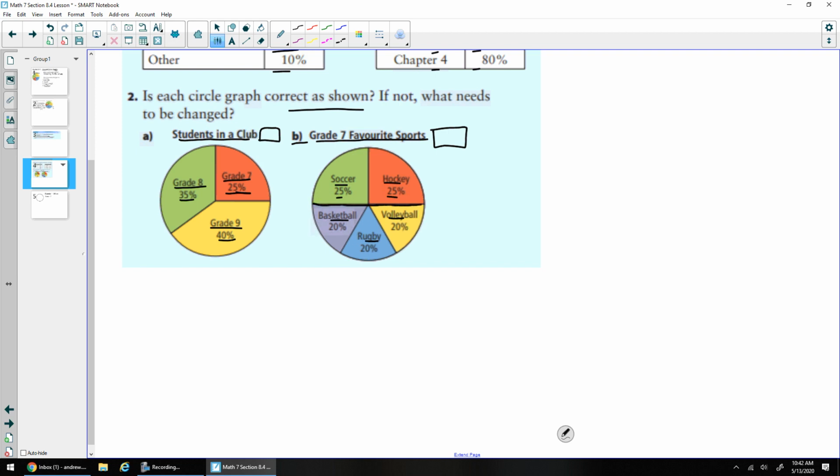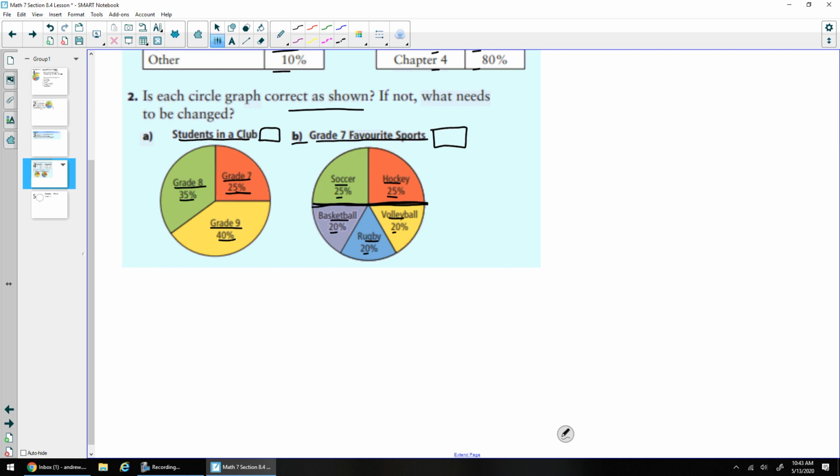So it makes sense that that would make up half of the circle. But then basketball, volleyball, and rugby each have 20%. So 20% plus 20% plus 20% is 60%. But 60%, even though it's more than half, is still only taking up half of the circle.